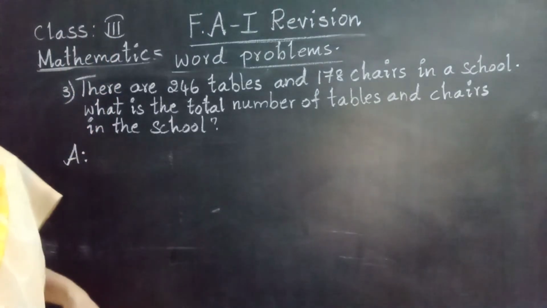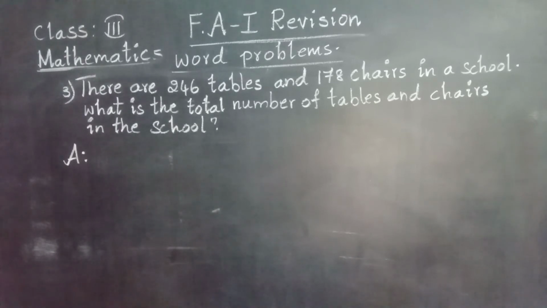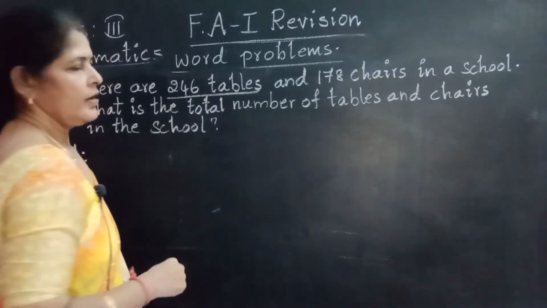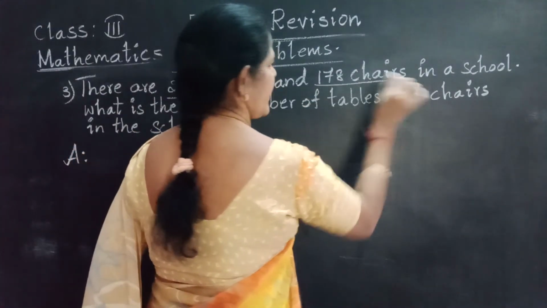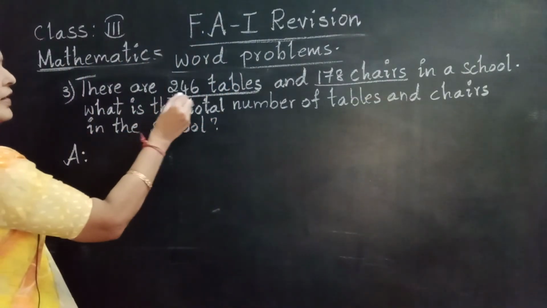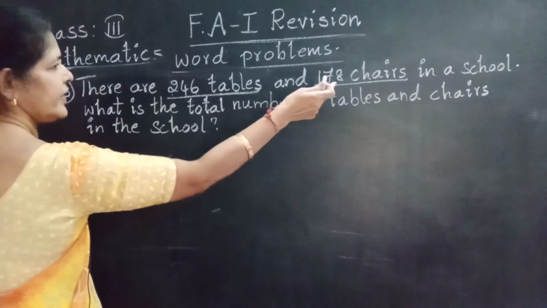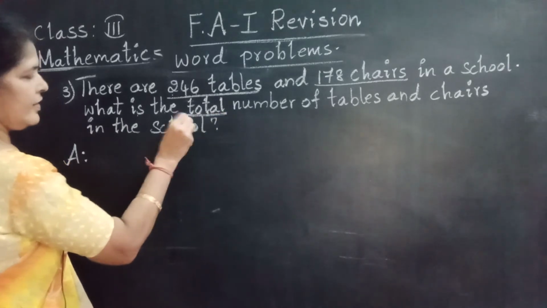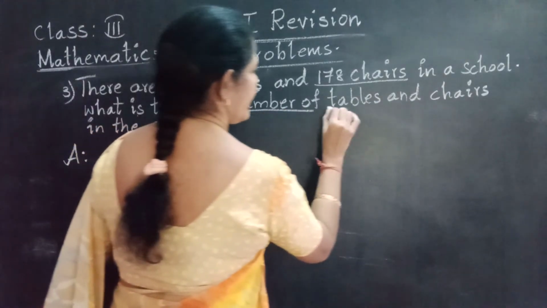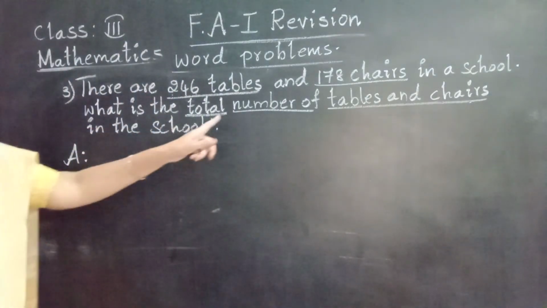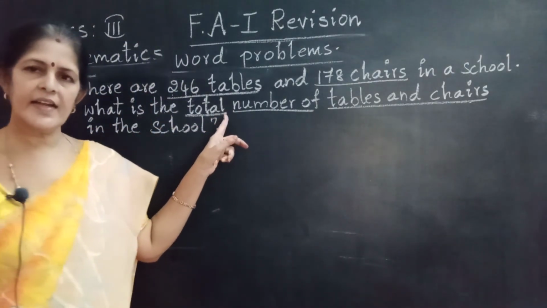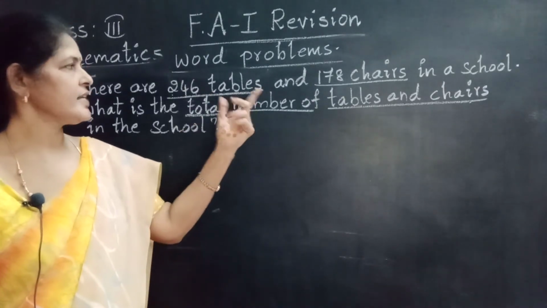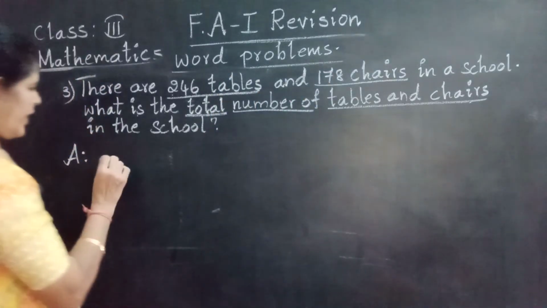Come on children. Next one. Look at the board. There are 246 tables, underline, and 178 chairs in a school. What is the total number of tables and chairs in the school? Total is an addition word. The result of addition is called total. We get the answer by addition. What are the things given? Tables and chairs.